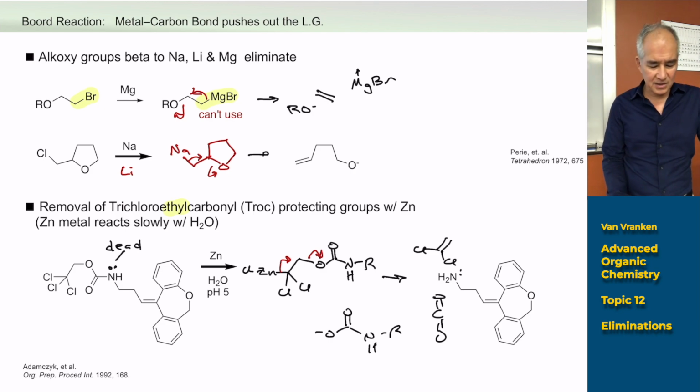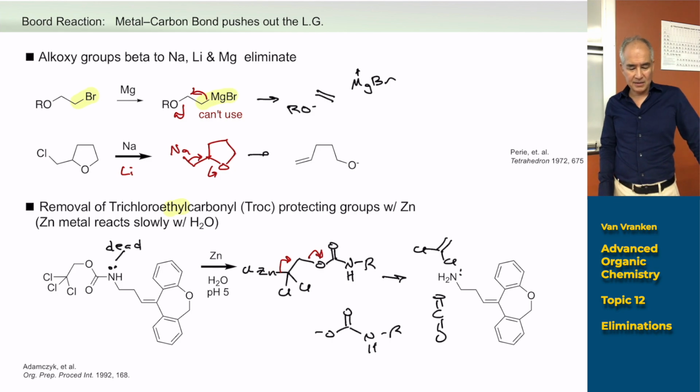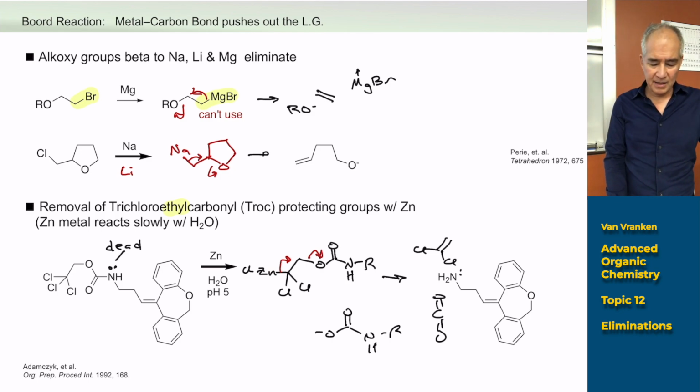And I showed you this slick example of a trichloroethoxycarbonyl group where you could probably make a magnesium-carbon bond, but they do this with zinc because it's milder. It's a mild way to deprotect these TEOC groups, the TROC groups, the trichloroethoxycarbonyl.